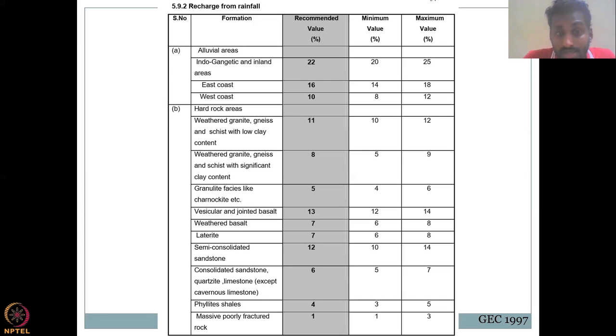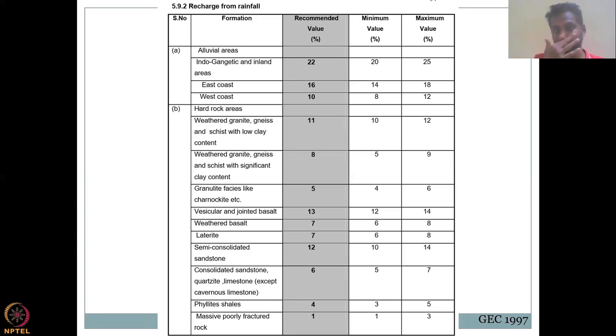So you have the Indo-Gangetic and inland areas. Suppose 100 mm rainfall. In the Indo-Gangetic, 22% of that, the recommended value, is recharging into the groundwater. So if your rainfall is in millimeters, your recharge is also in millimeters. So 100 mm rainfall gives you 22 millimeters of recharge. What happens to the rest? It goes as ET and surface runoff.